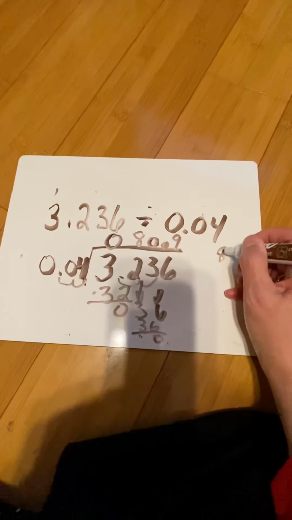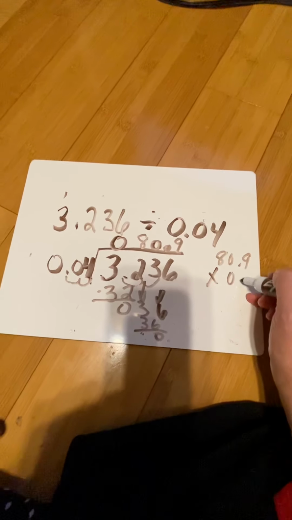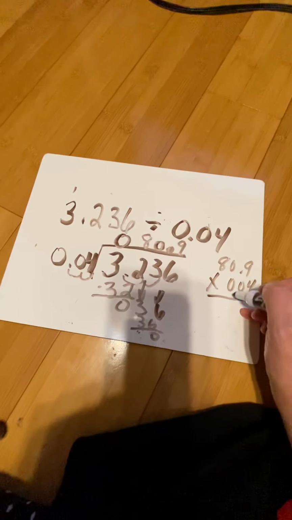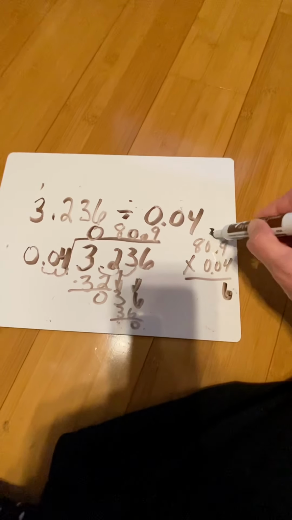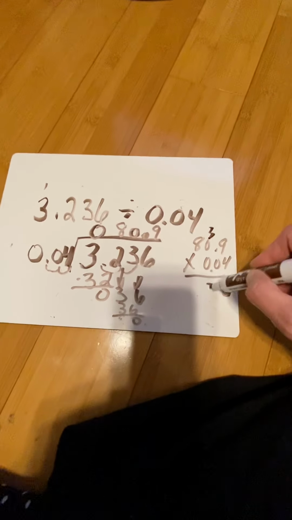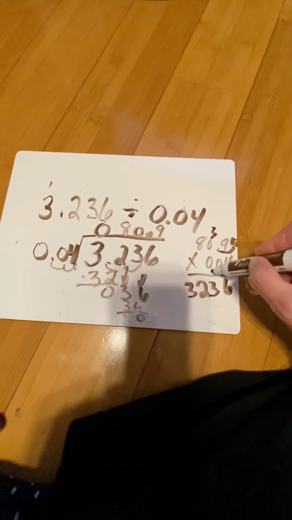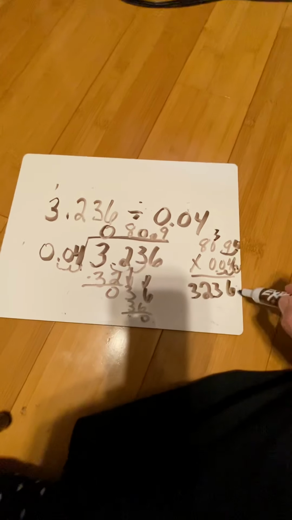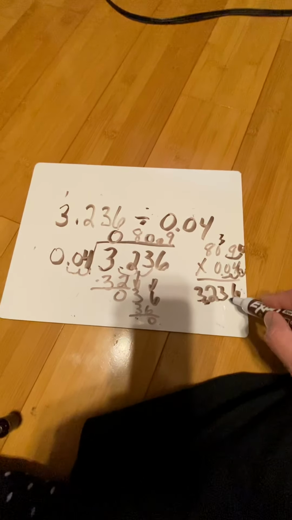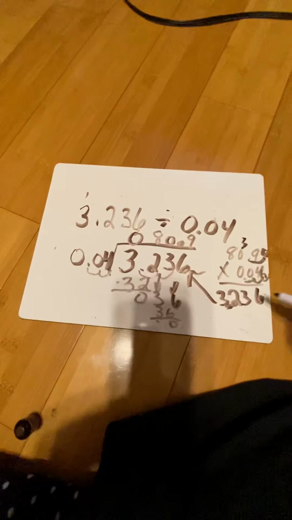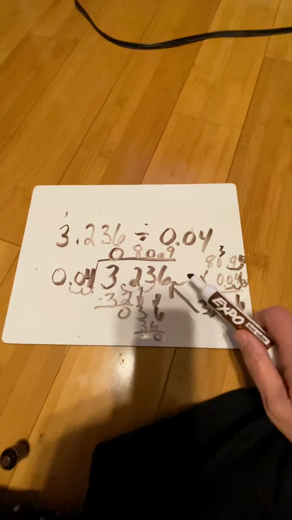So if we do it over here, 80 and 9/10, the quotient, times the divisor. 9 times 4 is 36. Carry your 3. 4 times 0 is 0 plus 3 is 3. 4 times 8 is 32. 1 place here, 2 places here for a total of 3. We move it 3 places here, so 3 and 236 thousandths. And that's the same as this right here, your dividend. So then you know you're correct. So the answer would be 80 and 9/10.